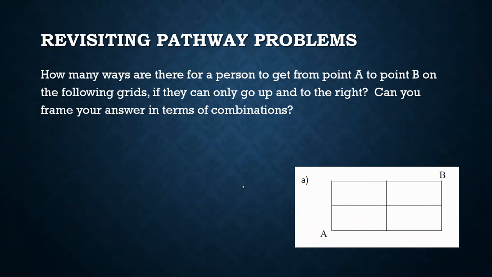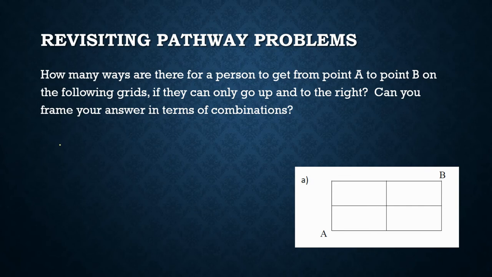So we're going from point A to point B. We can only go up and right. We cannot circle back and go down or go left. We want to go directly from A to B. How many different ways can we get there? So we already have found out this answer, but we can get there using combinations too. So pause and think about it if you want, and unpause when you're ready.